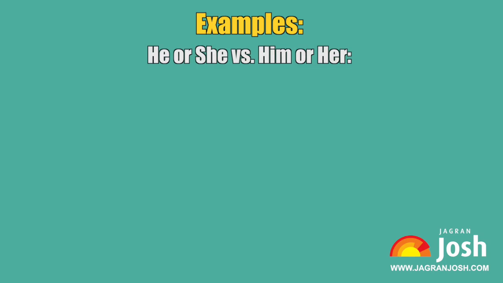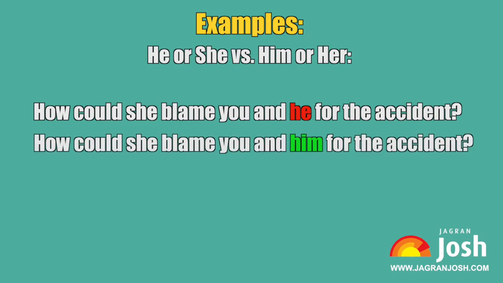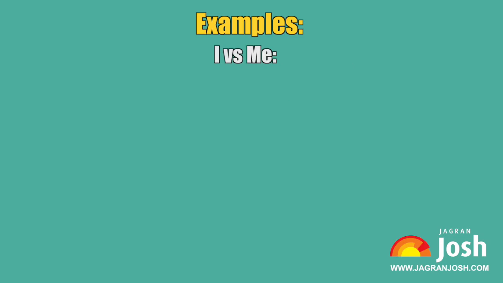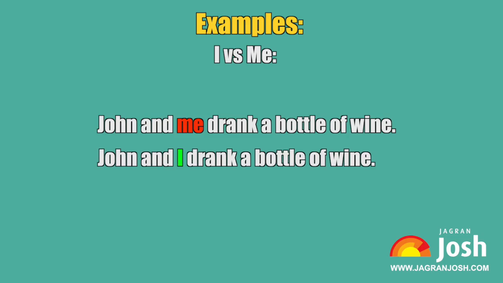Examples: he or she versus him or her. How could she blame you and he for the accident? This is wrong. The correct one is: how could she blame you and him for the accident? I versus me. John and me drank a bottle of wine. This is incorrect. The correct version is: John and I drank a bottle of wine.